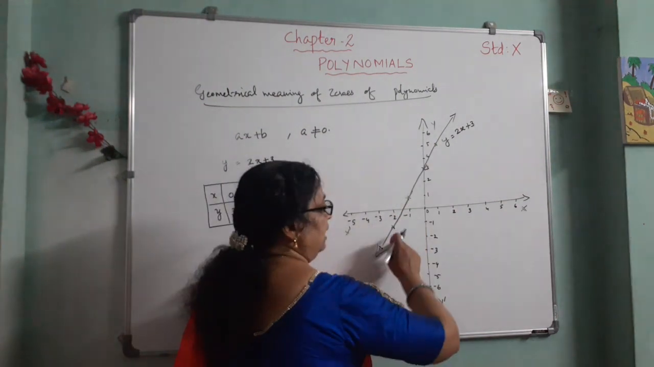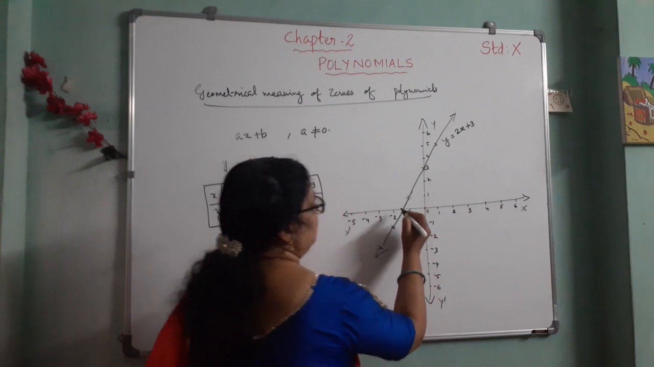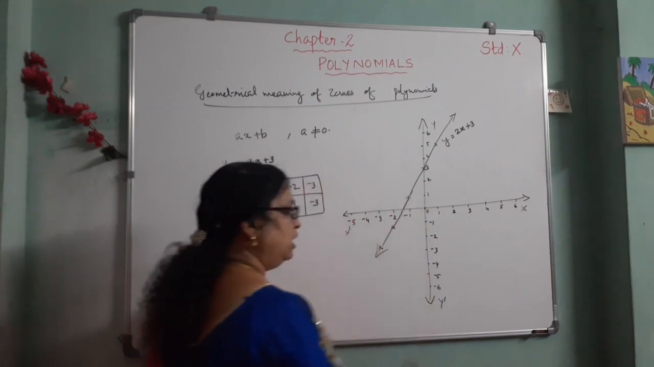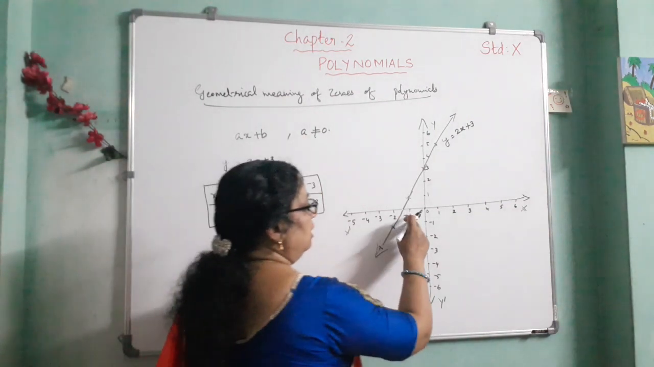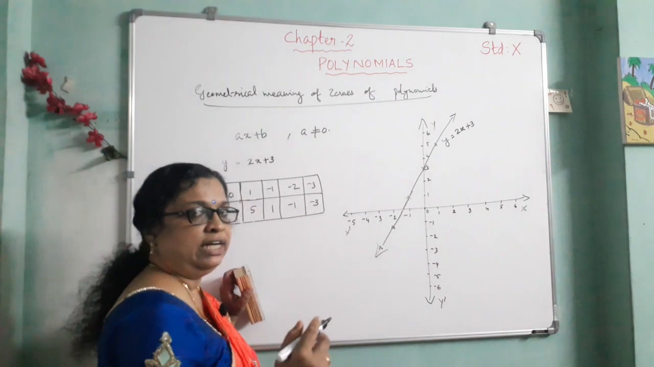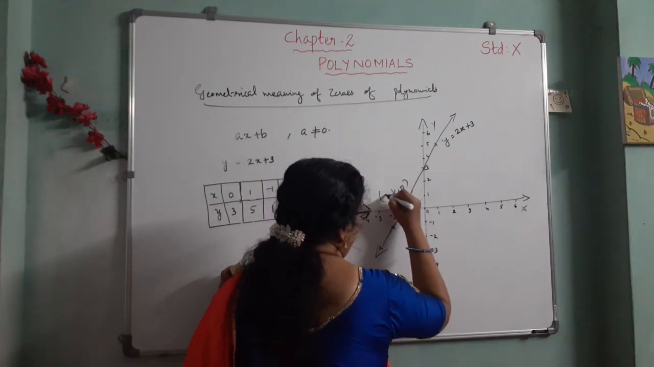So it is a straight line and it intersects the x-axis between minus 1 and minus 2, that is the midpoint of minus 2 and minus 1. This midpoint is minus 2 plus minus 1 by 2, that is minus 3 by 2. So the point is minus 3 by 2, 0.